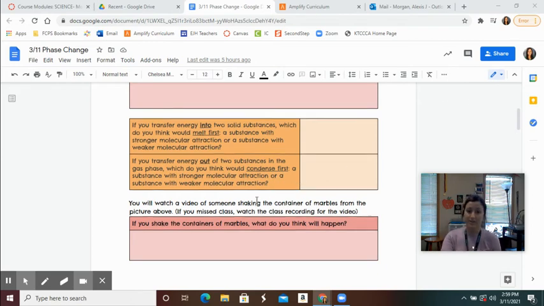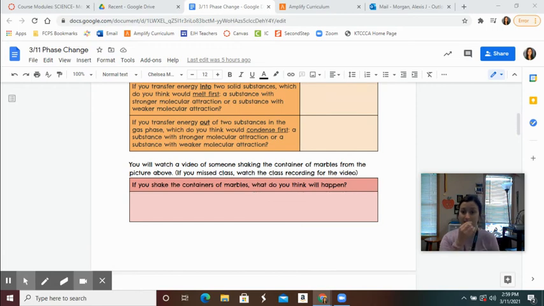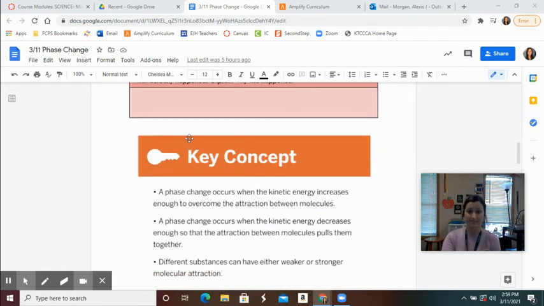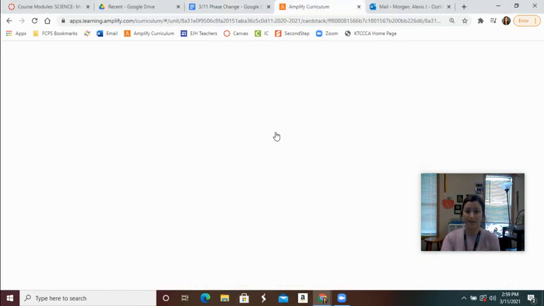I am now going to show a quick video of the marbles in the picture at the top being shaken up. I wanted you to make a prediction before you see the video of what you think is going to happen when that container of marbles is shaken up. And then you're going to tell me what actually happened down here. Here is the clip.